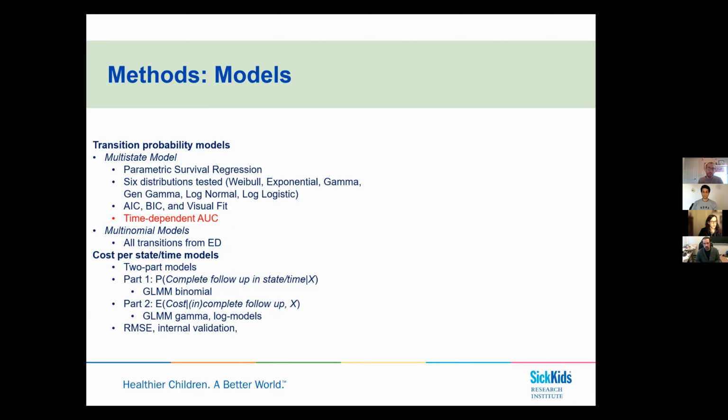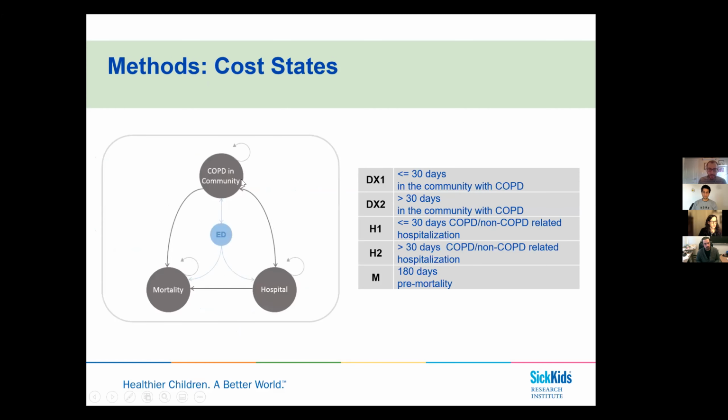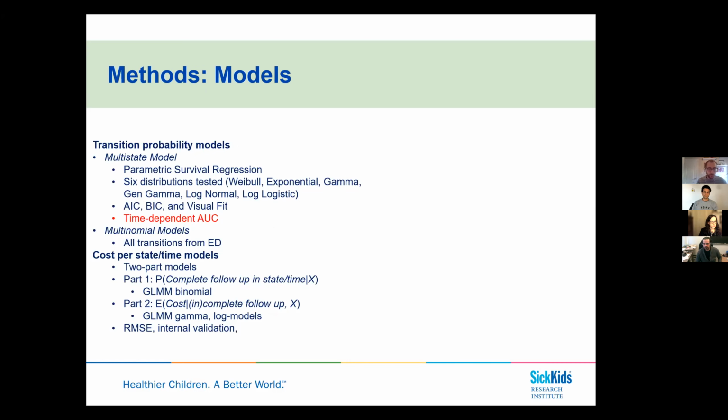These arrows indicate transitions from one state to the other. So a concept called multi-state modeling, which is essentially an extension of survival analysis into a multivariate space, fits very well with that kind of concept. And so we used a multi-state model where we fit a number of parametric survival regressions. We tried a number of different distributions, and we tried to understand the best distribution to use based on a number of criteria, including the AIC and the BIC. We did visual inspections, and we tried to understand through the area under the curve.